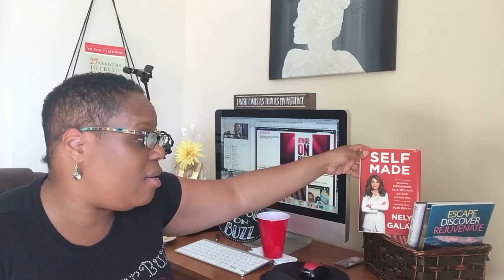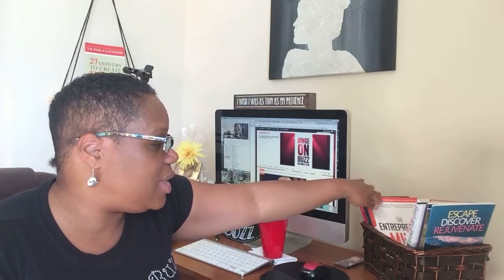Self-Made, this is a book by Nely Galán. I got this book by attending a full day workshop that Coca-Cola did. And Nely is leading the Latino movement of women entrepreneurs. And so I was like, well, let me find out what they're doing, because what they're doing is what we've done or should have mastered. And so I wanted to read that.